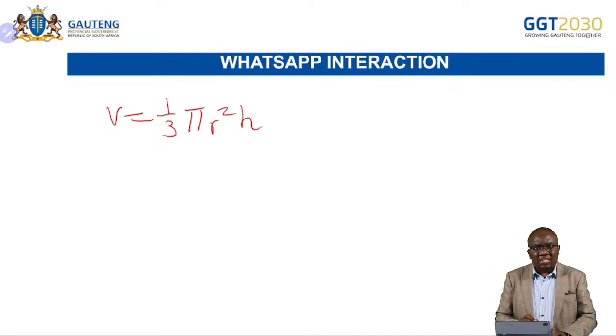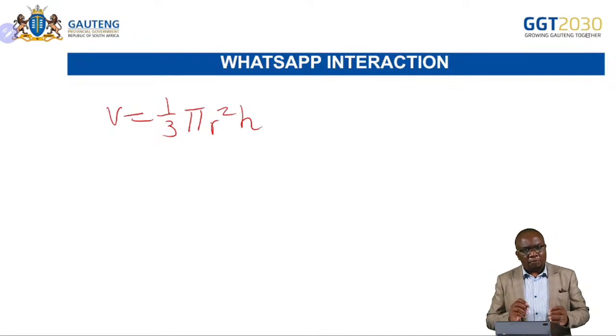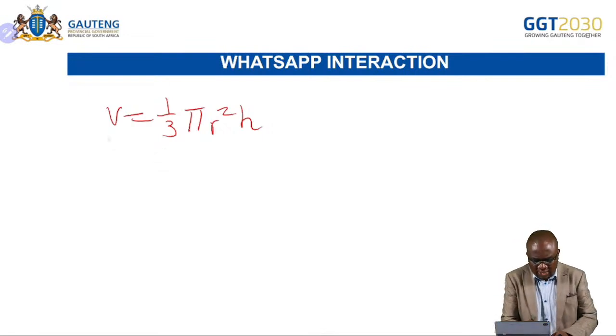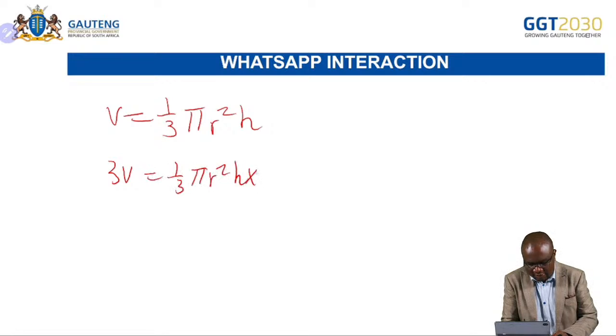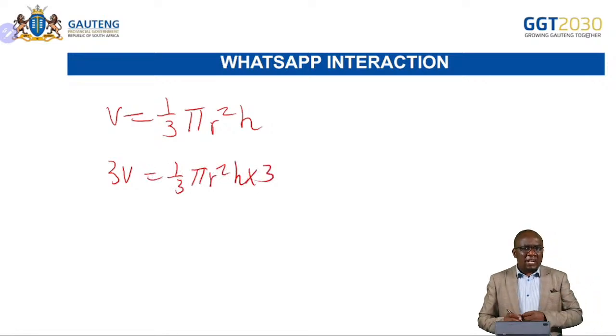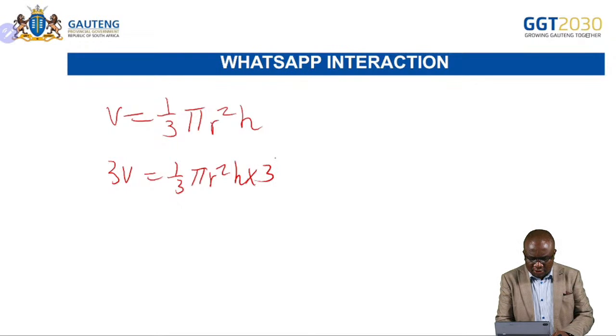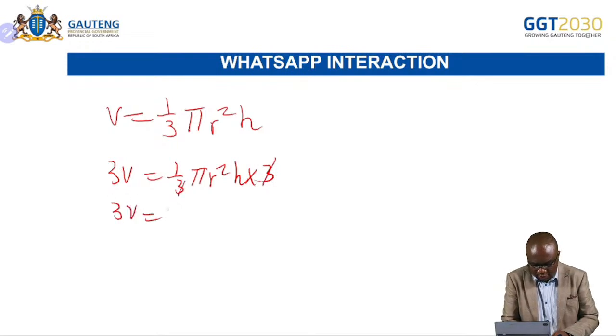Right now, what we did here, we multiplied by 3 on both sides because this 1/3 is like dividing by 3, okay? So we said 3 times V, or V times 3, is equal to 1/3 pi r squared height times 3. You see that? We've multiplied by 3 on both sides. And then 3 divided by 3 is 1. So you remain with 3V is equal to pi r squared height.